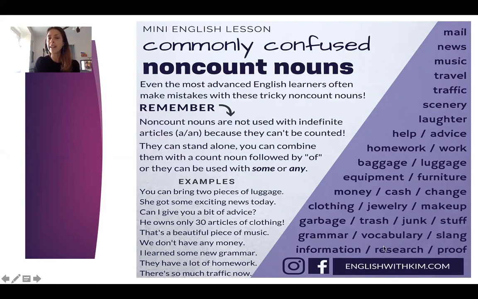So if you look at the right-hand side, you cannot pluralize these things. You cannot say vocabularies. You'd have to say vocabulary words. You cannot say jewelries. You would say pieces of jewelry. You cannot say furnitures. You would say pieces of furniture. So actually a lot of this is pieces of, which just means a part of something.